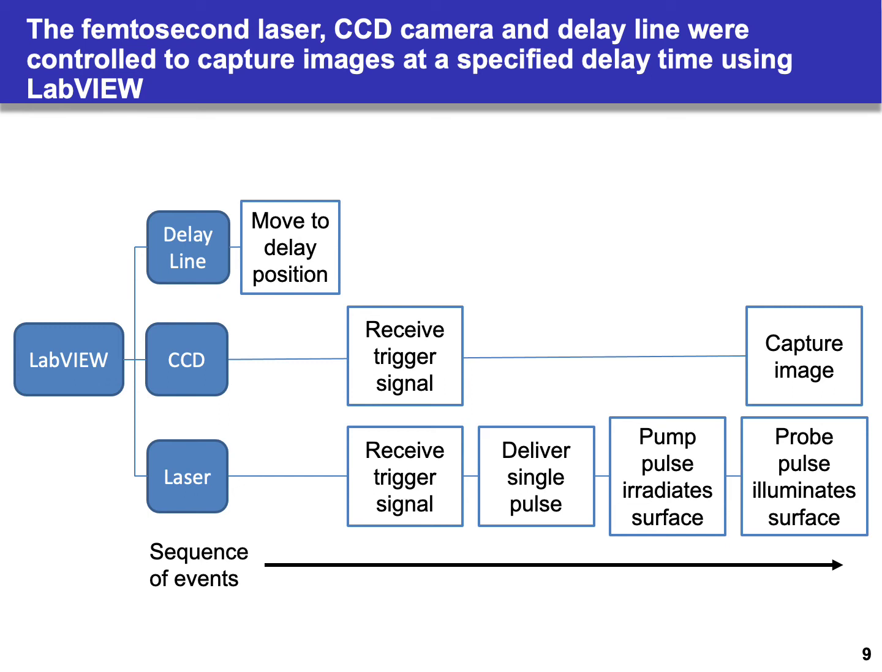Then LabVIEW sends a trigger signal to both the CCD camera and the laser. While the CCD camera is preparing to capture the image, the laser delivers a single pulse, which is then split into its pump and probe paths. First, the pump pulse irradiates the surface, and then after a specified delay time, which we control with the optical delay line, the probe pulse illuminates that surface, and at that time, an image is captured.